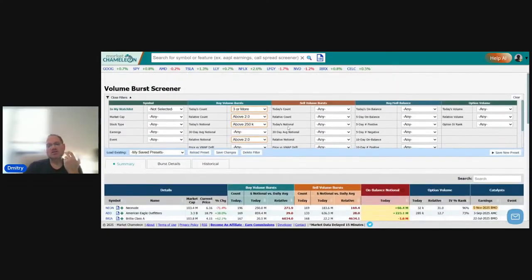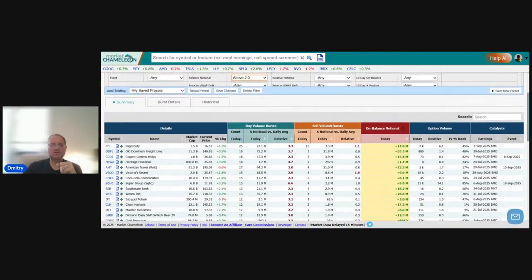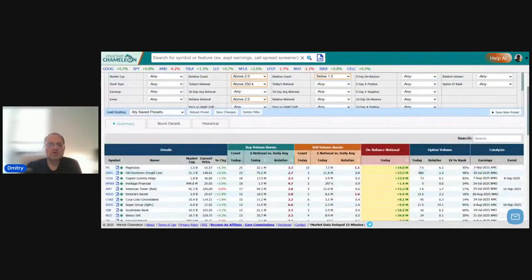And since we're looking at something where we're seeing it on the buy side, not the sell side, we're going to do something different on the sell side. Let's say on a relative basis on the sell side, we don't see as many as typical, so below 1. So you see now all of a sudden, look how many, it went down to 70.